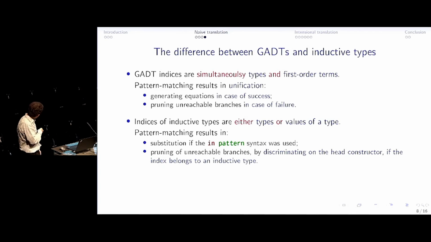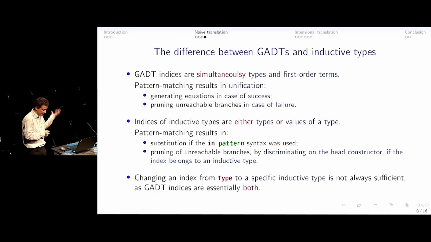Okay. And so, in the previous example, of course, I could have solved the problem by going in somehow the Haskell style. Let's say that actually my index is not in type, but it's in a specific inductive type. Here it would have been sufficient. But that's not really true, because I can certainly come up with examples with GADTs that are used as both simultaneously, because GADTs are both. So I need a translation where they are both.